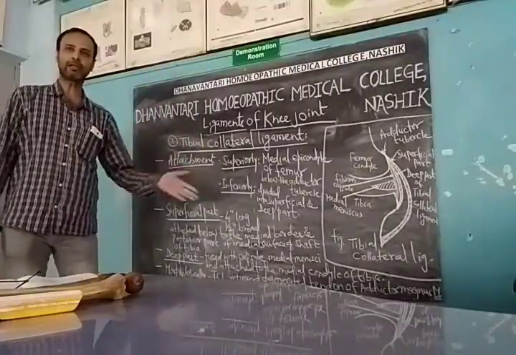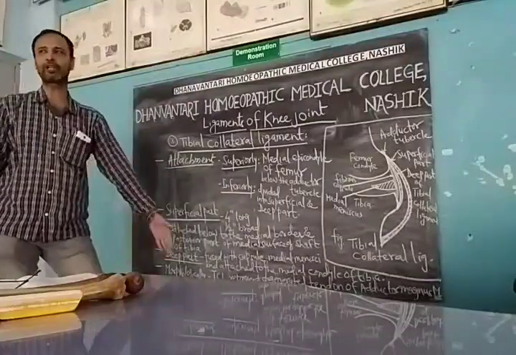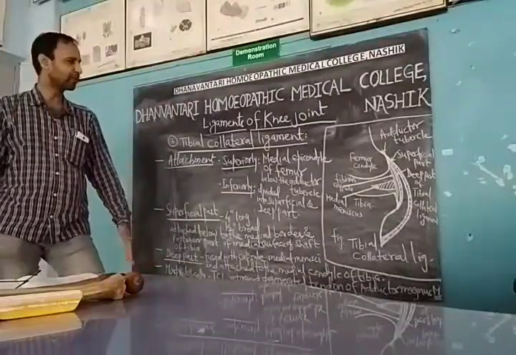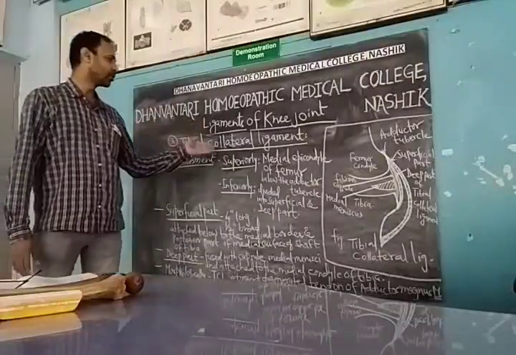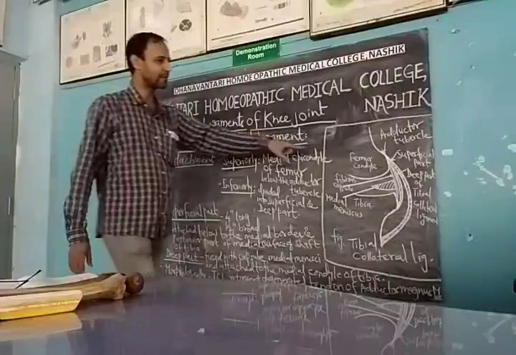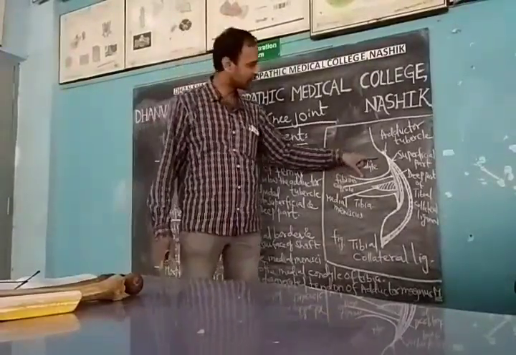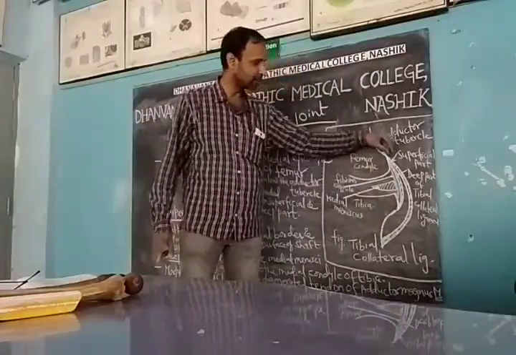Now its counterpart, its opposite, will definitely be the fibular collateral. That is the fourth ligament we are going to learn, because it is attached to the fibula. So between the femur and fibula, there is a fibular collateral. Here we are going to learn about the tibial collateral ligament. As in the diagram you can see, this is a band-like ligament.